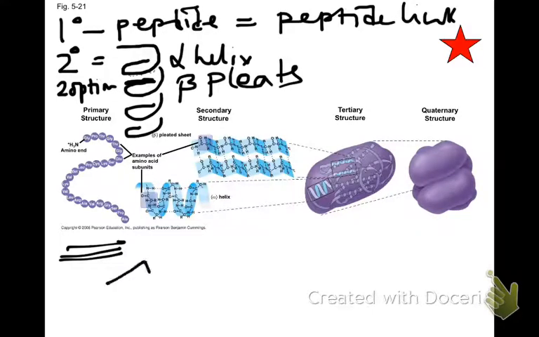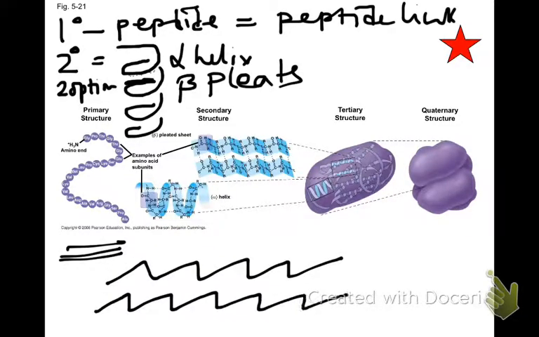Beta pleats mean I have an entire polypeptide arranged like this, another polypeptide arranged like this, and they have certain charges that get them to make hydrogen bonds kind of like this, and that is going to make them be in sheets. Sometimes you must have noticed that certain meaty products peel off in layers, and that's because of the beta pleats.